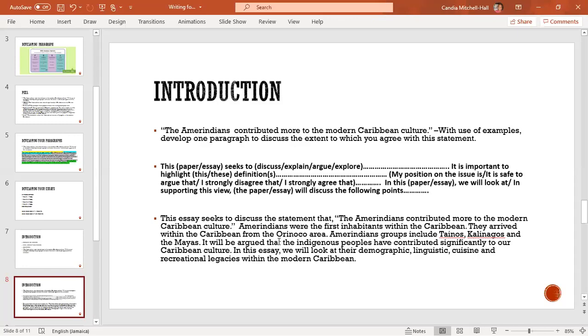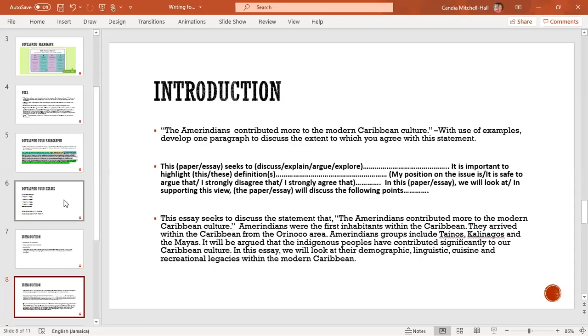Always separate them. So when you're looking at each of them, the first paragraph after your introduction is going to deal with demographic. You peel. Linguistic, peel. Cuisine, peel. Recreational legacies, you peel those. So by the end of the essay, you're going to have 1, 2, 3, 4 paragraphs that you're peeling.